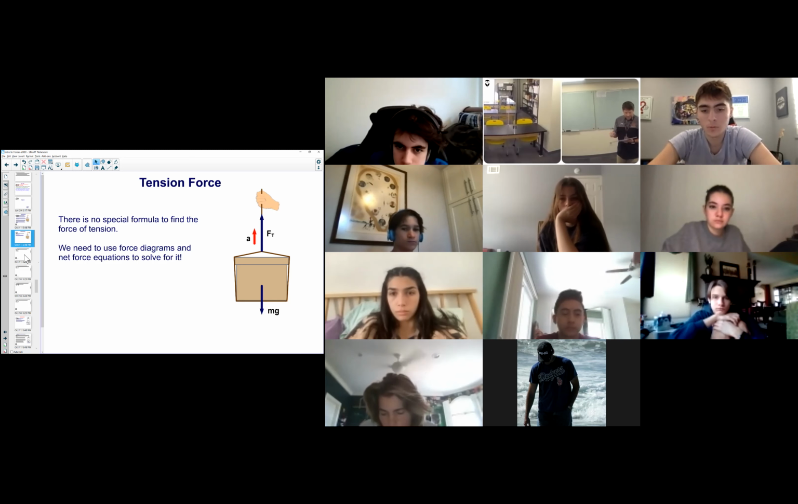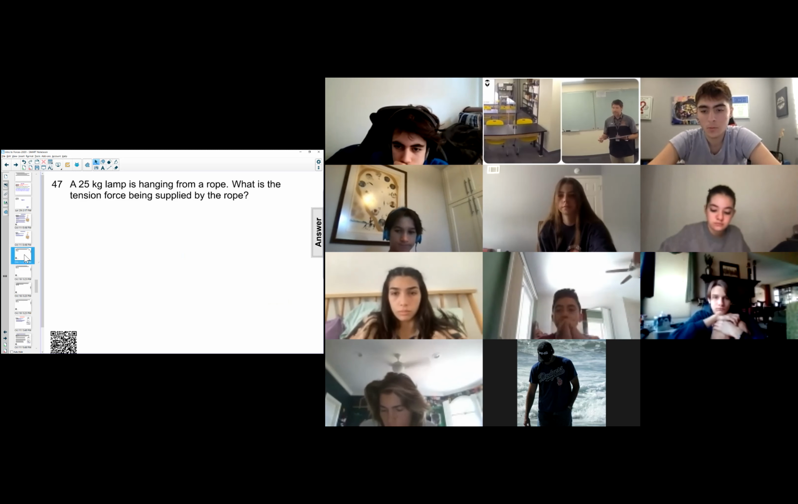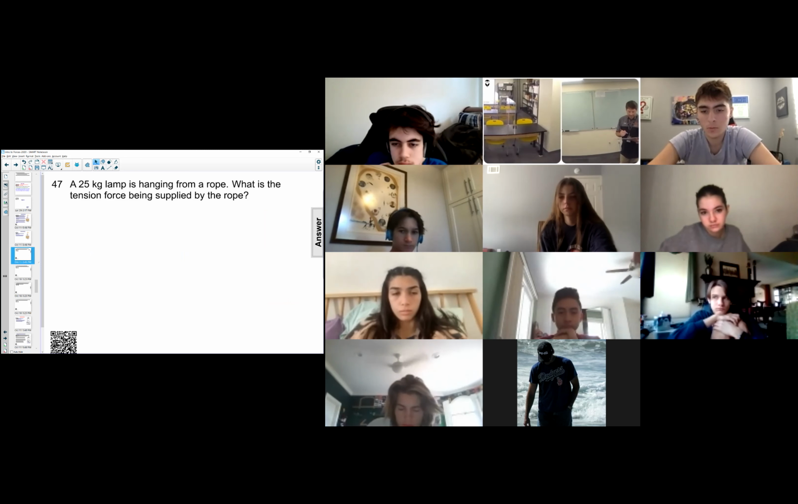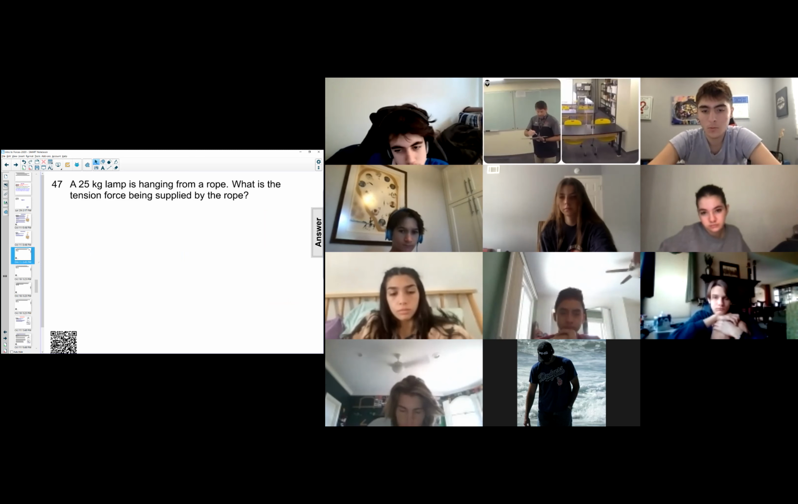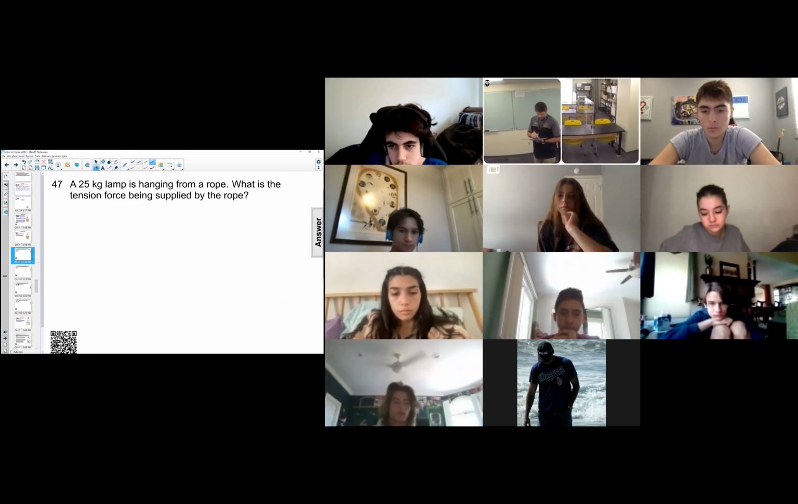Let's do this one together here. Hopefully you can see here on the screen, it says a 25 kilogram lamp is hanging from a rope. What's the tension force being supplied by the rope? So the object is the lamp. So I'm going to draw a dot here. That's my lamp.